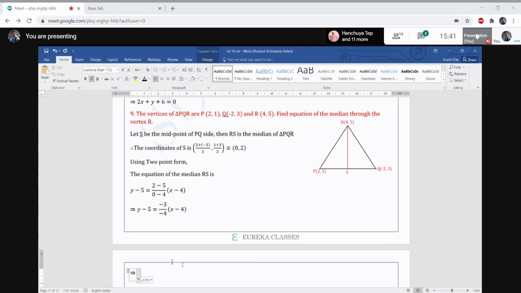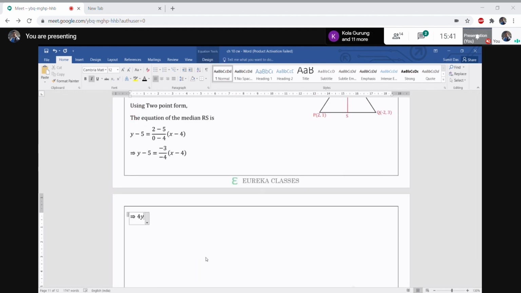If you simplify more, we will get 4y minus 20, because look, minus minus cancel, and on the right hand side it will be 3x minus 12. So if you take all the things to the right hand side, it will be 3x minus 4y minus 12 plus 20, or you can directly write plus 8. Plus 8 equal to 0.